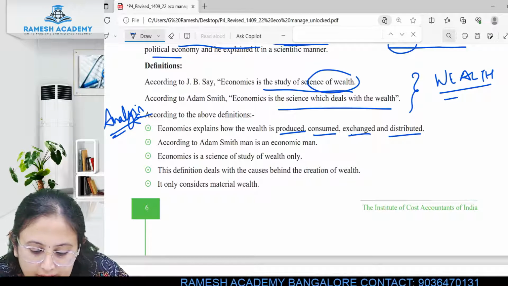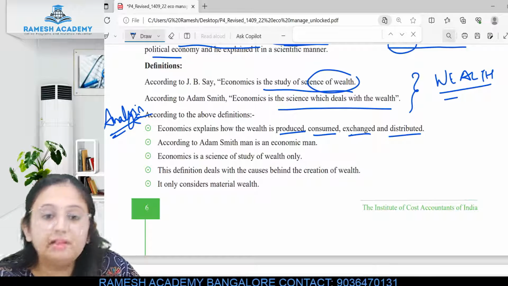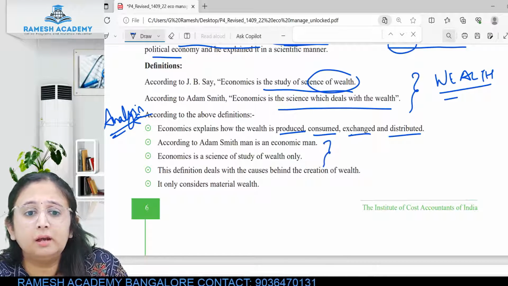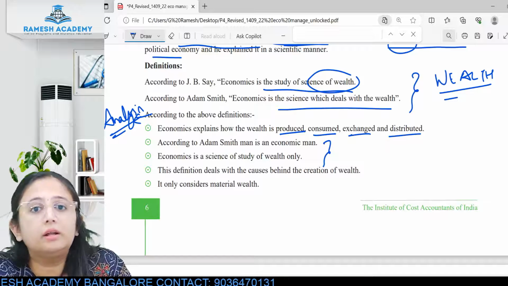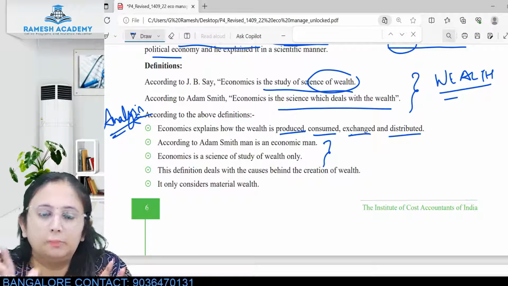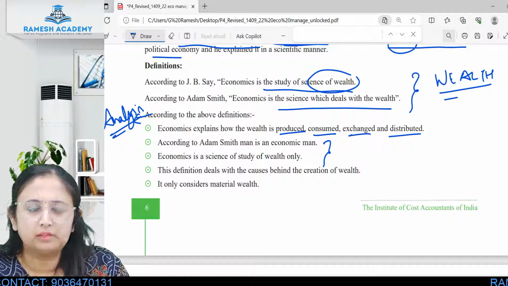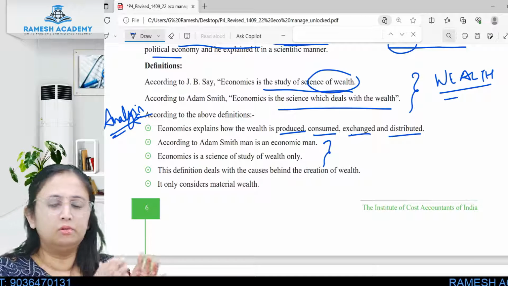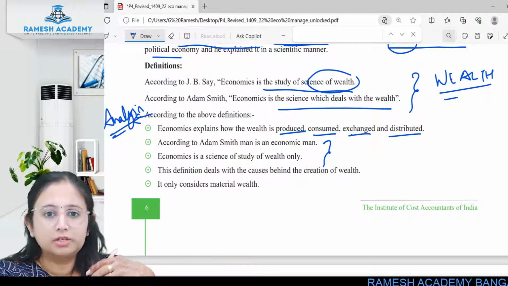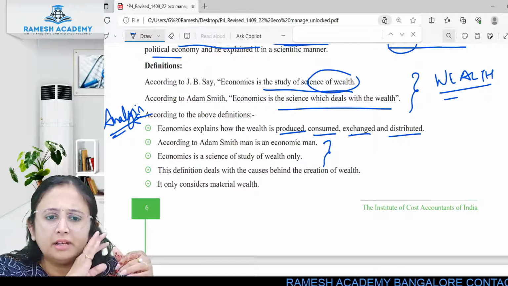Then according to Adam Smith, a man is an economic man, and economics is a science of the study of wealth only. That means as human beings we are all thinking about money. We all want money. That is what Adam Smith said: economics is all about only money, wealth, getting more and more wealth. First, how to get wealth, then how to distribute, how to exchange, how to produce more and more wealth, how to consume it. So everything is about money only.